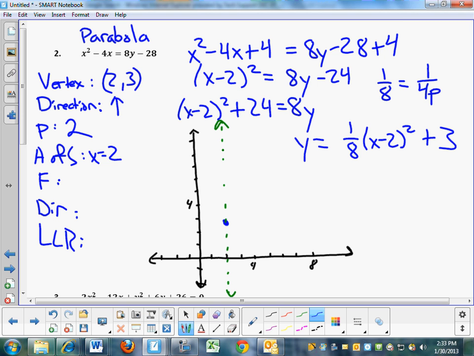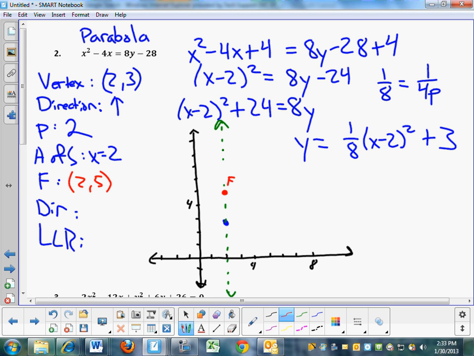The focus goes on the inside. Will that be up, down, right, or left? Up. How many units? 2. That's what p is. So that's your focus. What's that coordinate? (2, 5).